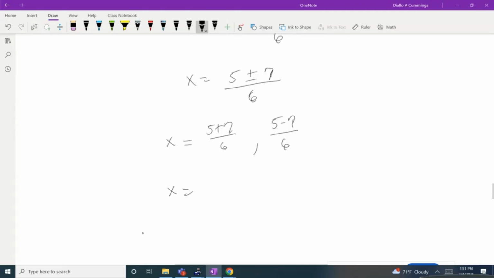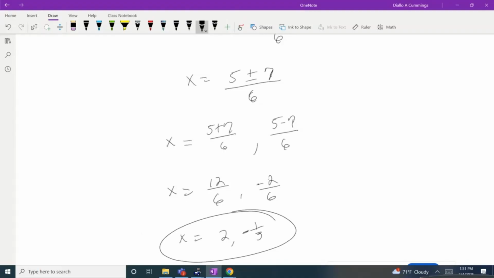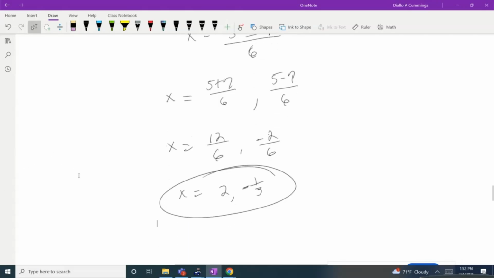So for this first one, 7 plus 5 is 12. 12 divided by 6 is 2. For that second one, 5 minus 7 is negative 2. And negative 2 over 6 is negative 1/3. We found the exact same values without factoring. So for our purposes, even though I have this other stuff on the slide about the square root property and completing the square, I would only want you to use really the quadratic formula. I just want to show how that works. You can do it both ways.